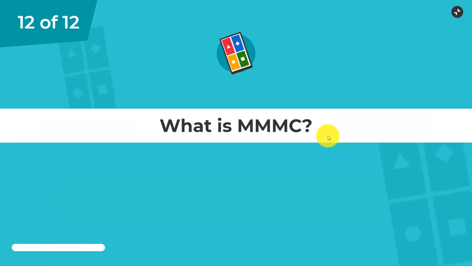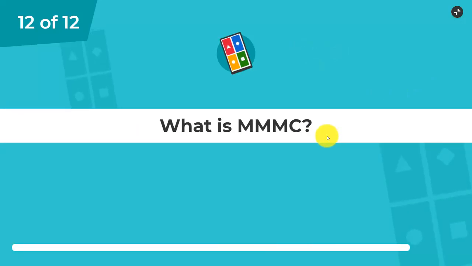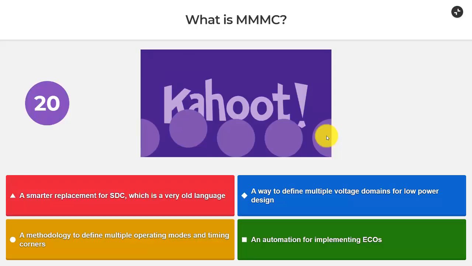Okay, and our last question for today is, what is MMMC? So MMMC, is it a smarter replacement for SDC, which is a very old language, a way to define multiple voltage domains for low power design, a methodology to define multiple operating modes and timing corners, or an automation for implementing ECOs? Well, in kind of a way, you could say it's all of the above, but it's actually this one.